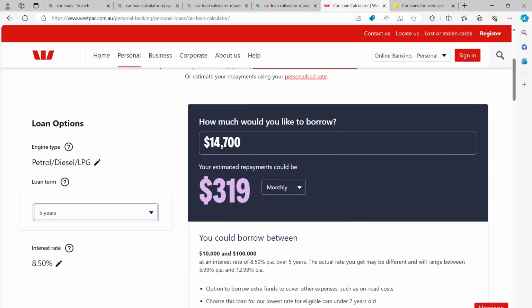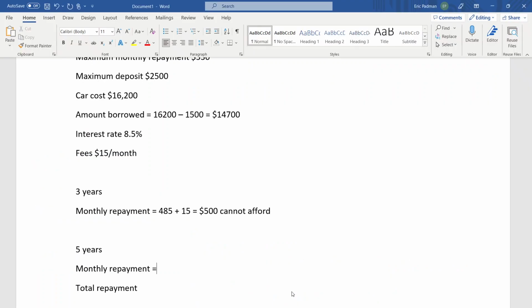So if we actually add that up, okay, back to our Word document. There we go. Okay. So if we add those up, we'd actually have equal to 334. So that's yeah, that's $4 too much. Okay. We can tweak this.